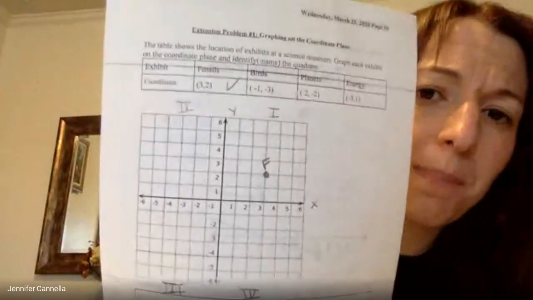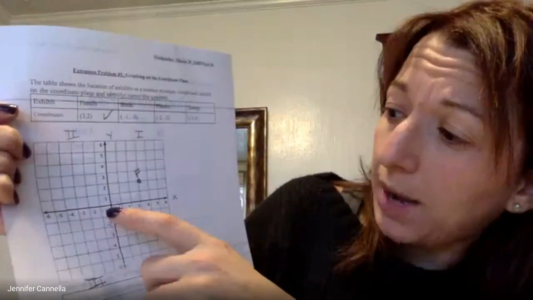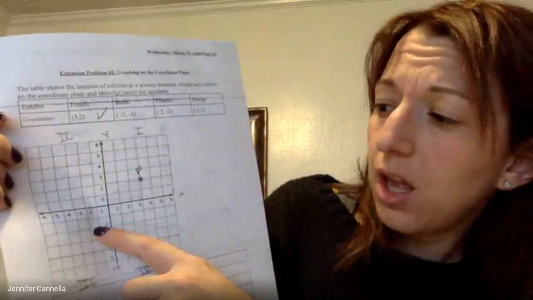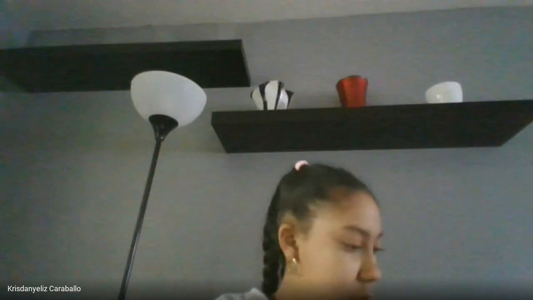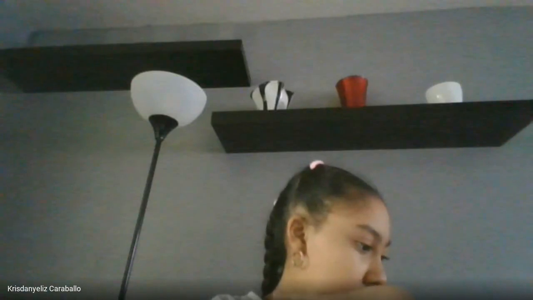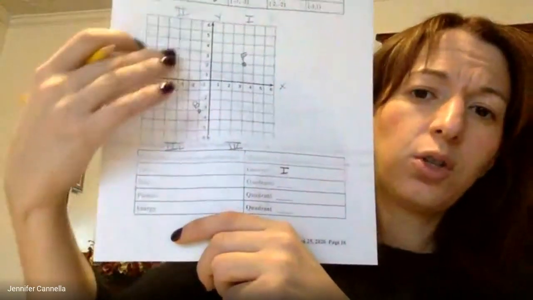Now, I'm going to graph birds and call it B. So I'm going to go to -1, and then go down to -3, because that's the y point. I'm going to start at (0, 0), go to -1 to the left, and then go down to -3 and put a closed circle and call it B for birds. What quadrant is point B in? 1, 2, 3. So on the bottom under bird, I'm going to write 3 I's, because those are Roman numerals.